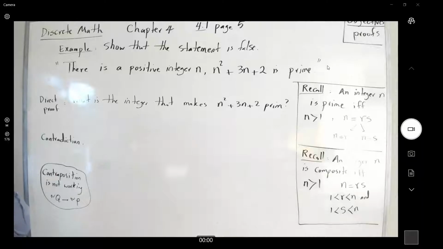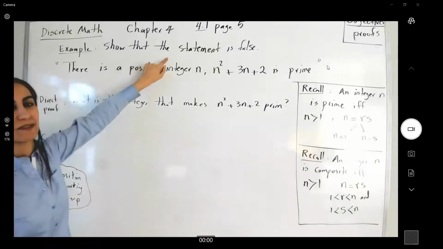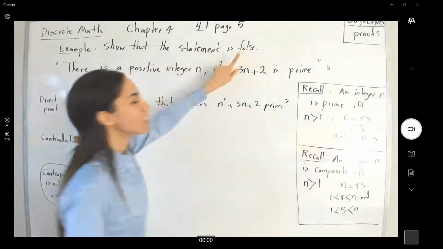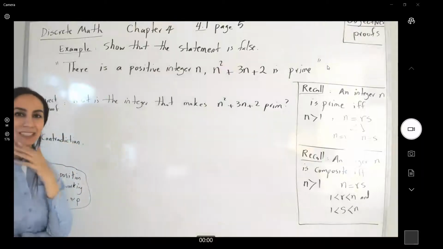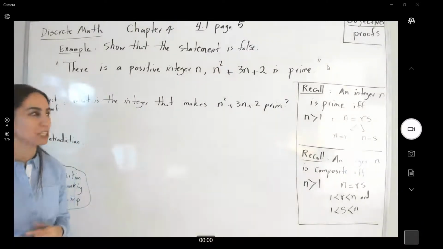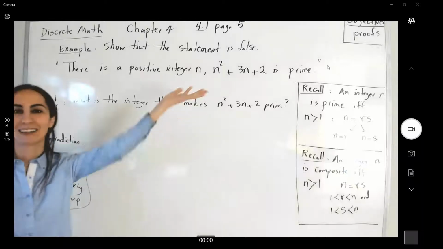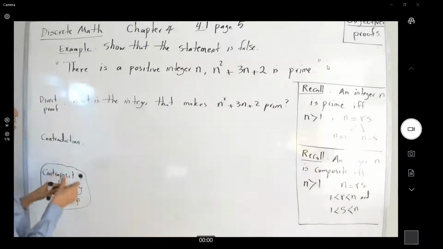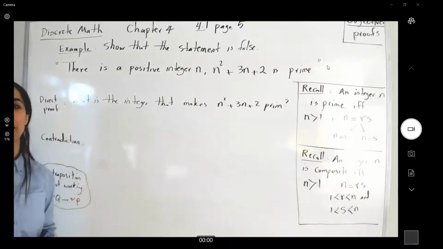So since we know that we can falsify this statement, we already know that this statement is not true. It means that we cannot find that integer. So what is our approach?